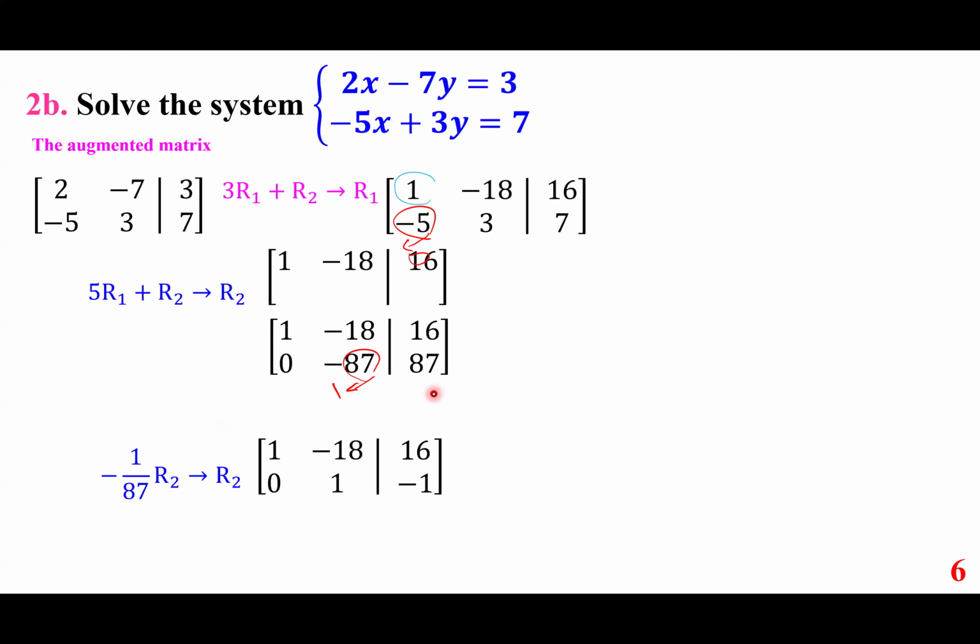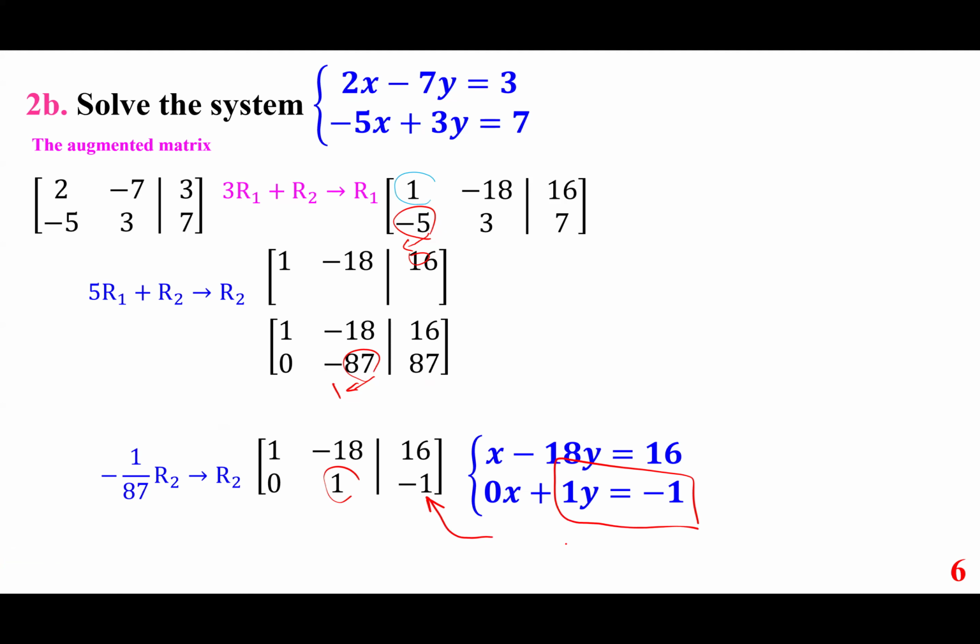Now, so you understand what this means. This means x minus 18y is 16. This means 0x plus 1y is -1. And right away, when you have 1 here, it means this is the answer for y. Then you do what's called back substitution, and you find x.